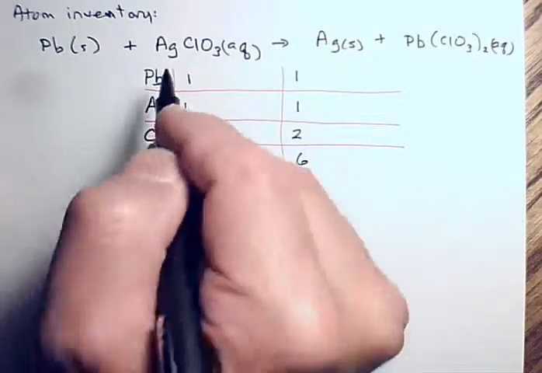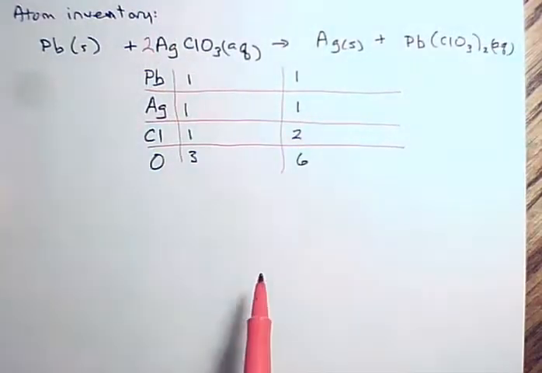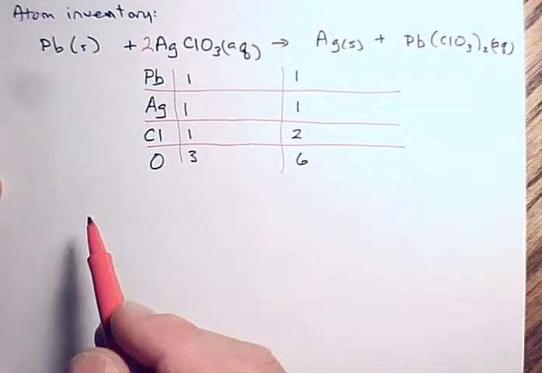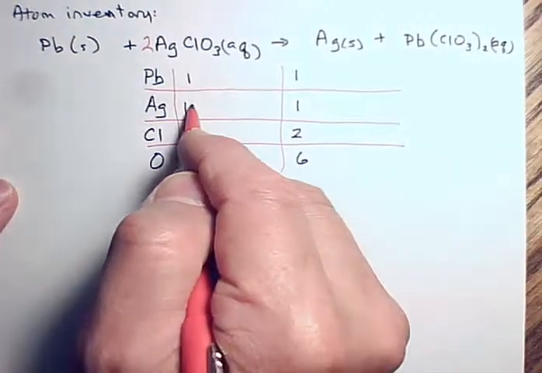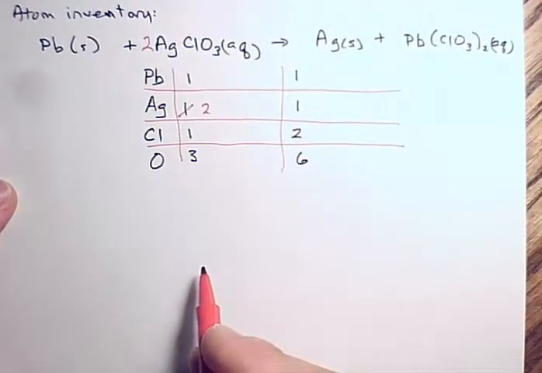You with me? Okay, so I can put a big 2 out in front here to change the number of those. But in doing so, I've changed 3 of the things in this list. How many silvers do I now have? How many chlorines do I now have?